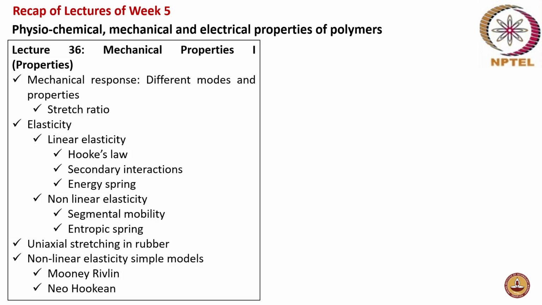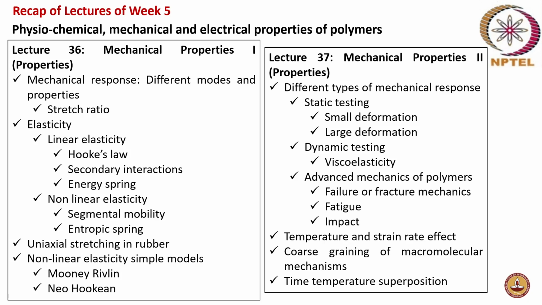And then uniaxial stretching in rubber was discussed, and then nonlinear elasticity, simple models like the Mooney-Rivlin model and Neo-Hookean model were discussed. And the final lecture of the week, again, was on mechanical properties. So different mechanical responses were discussed. What are the different types of testing? For example, static testing, where you do the testing for small deformation and large deformation, right? And then dynamic testing, which becomes very critical in the case of a viscoelastic material, where you have both the viscous or liquid-like property as well as solid-like behavior.